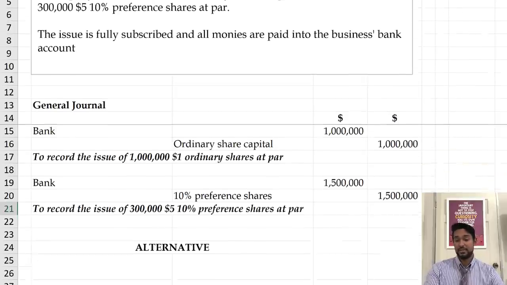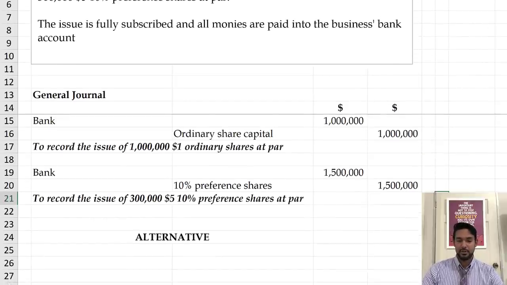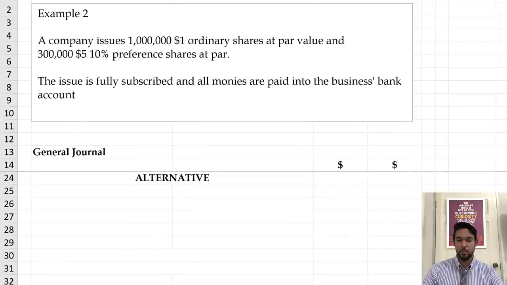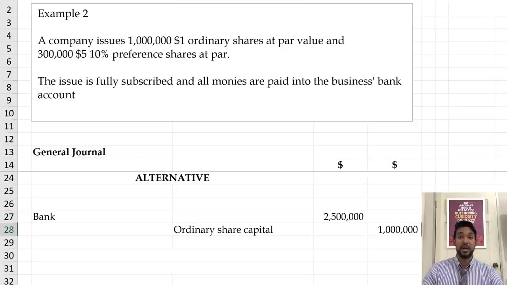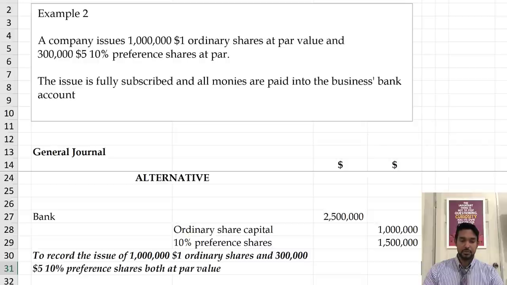So what I want to show you now is the alternative there. I want to consolidate these entries into one journal entry. We had a total of 2.5 million coming into bank, so you can debit bank for 2.5 million. And you can show two credits, one to ordinary share capital for 1 million and one to preference share capital for 1.5 million. The sum of the credit entries will be equal to the debit entry, or in this case, the sum of the debits. And your narration is a little longer than the previous ones because you're combining both of them together. So let's take a look and see how the balance sheet will look now.